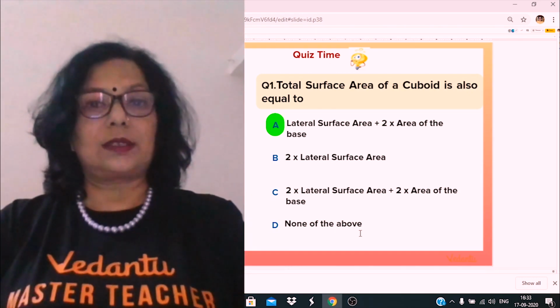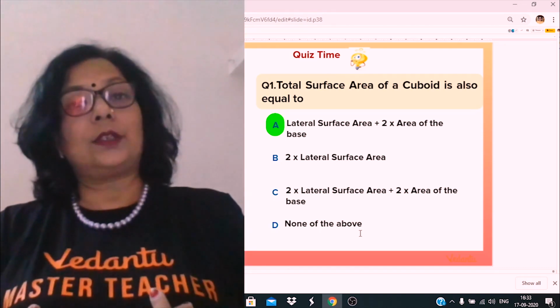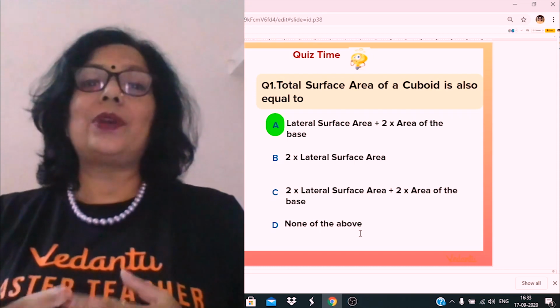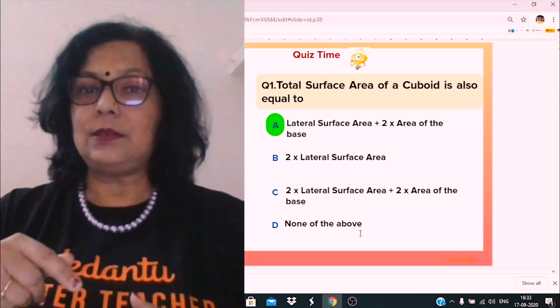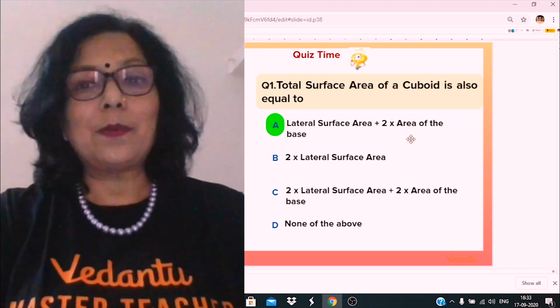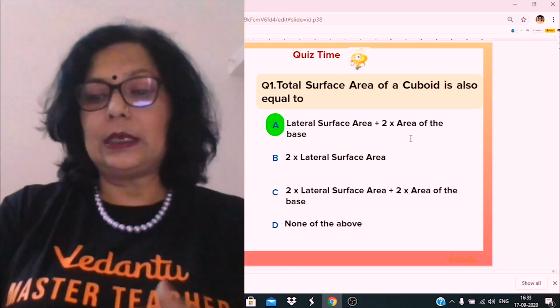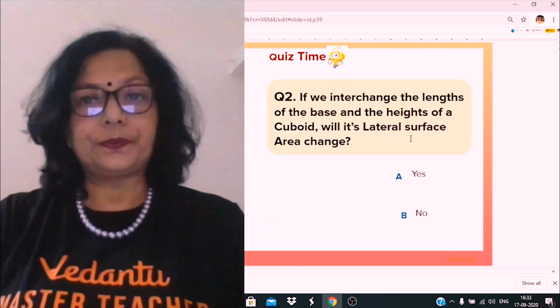This is another way of asking. It should not be that you have just crammed 2LB plus BH plus LH. You should know every way of the total surface area formula. If the lateral surface area and the area of the base are given, then directly multiply the area of the base by 2 and add it to the lateral surface area to get the total surface area of the cuboid.